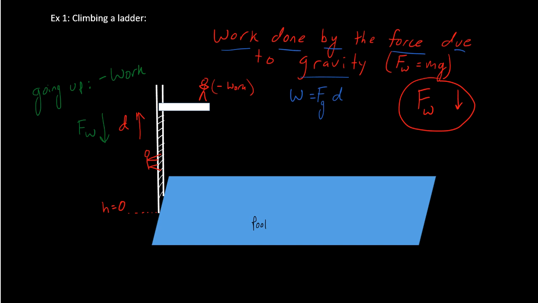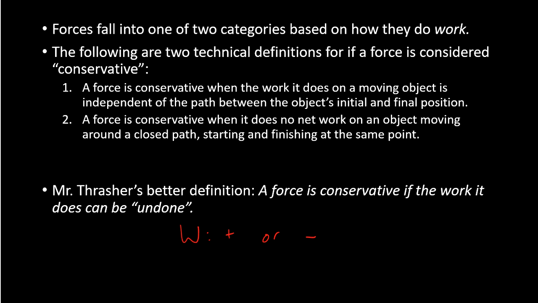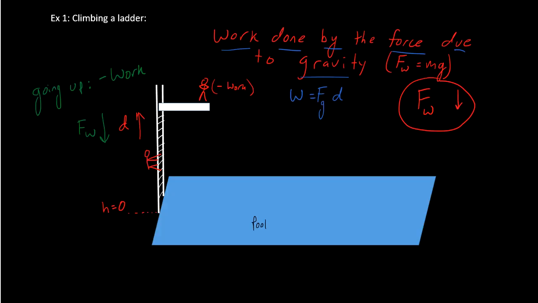Is there any way, from Mr. Thrasher's definition, for this work to get undone? And it turns out, yeah. As the kid climbed up, the work done by the force of gravity was very negative. When the kid jumps off, when they jump off downward, let's see if I can draw it.